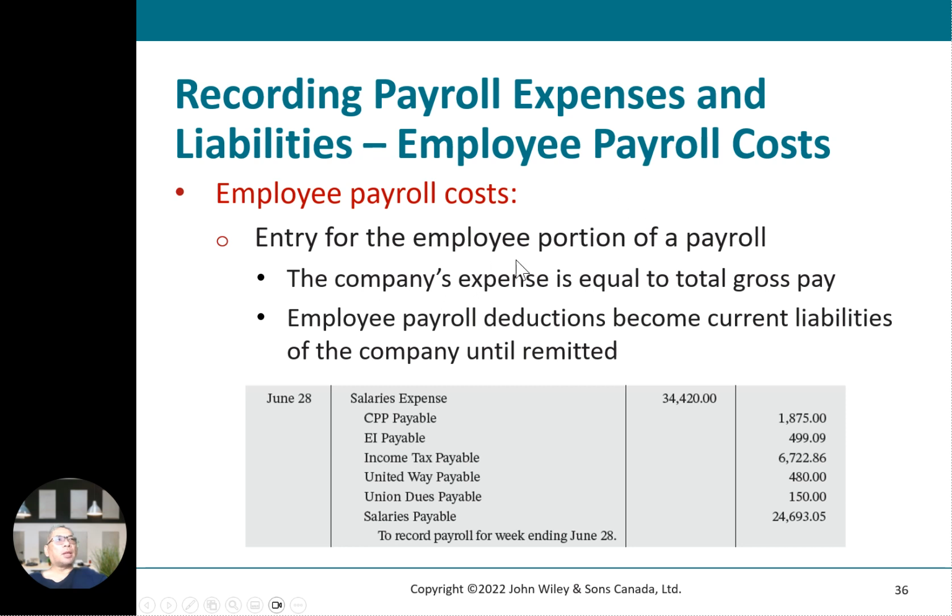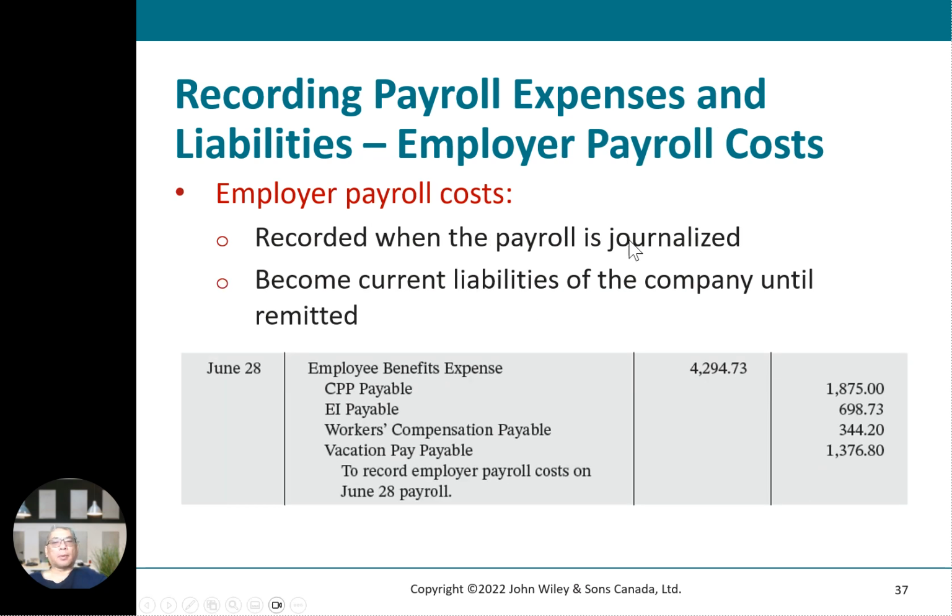Employee payroll cost: the entry for the employee portion of payroll. The company expense is equal to the total gross pay. Employee payroll deductions become a current liability until the company remits them. Example here, June 28: salary expense 34,420 debited, and here are the credits: CPP payable 1,875, EI payable 489, income tax payable, United Way payable, Union Dues payable, salaries payable. These are the totals to record payroll for the week ending June 28.